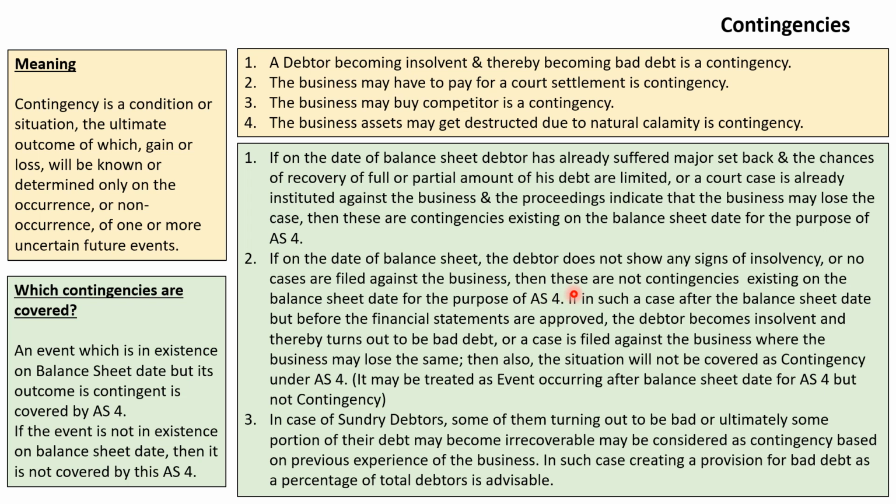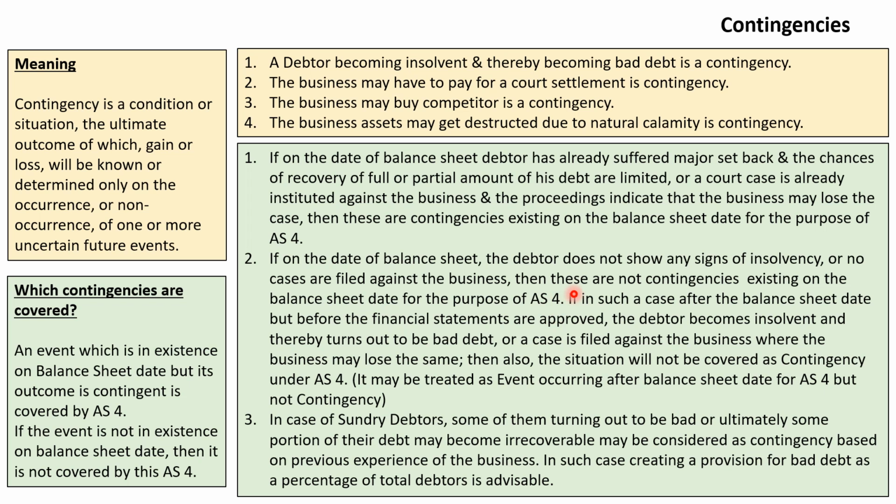Afterwards somebody may file a case, that's a different story. Afterwards a debtor may become insolvent, that's a different story. But as on balance sheet date, we don't foresee any debtor becoming insolvent, and we don't have any cases against us. In that case, merely because somebody may file a case in future, or some debtors may suffer a setback in their business afterwards, due to which we may not be in a position to recover money from them, that is not a contingency that AS4 will consider.